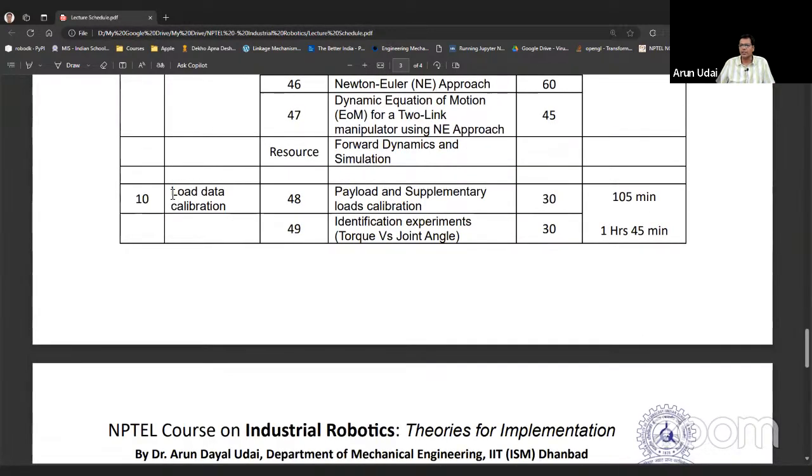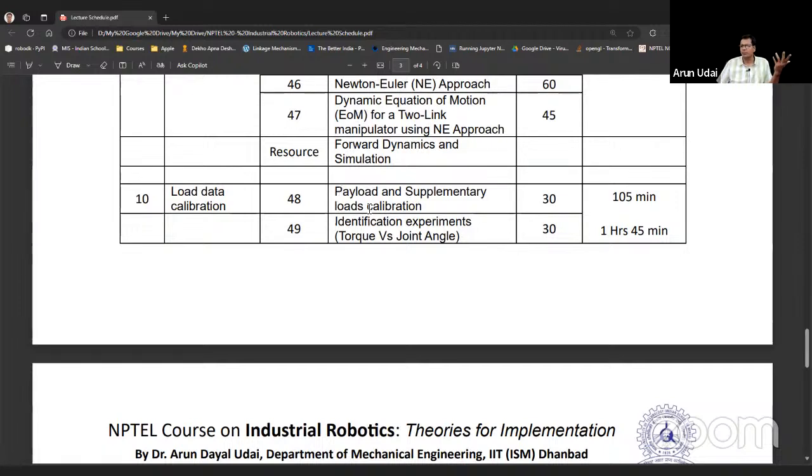And then load data calibration. It is again something which has just started this week. Okay, that is related to payload, because the behavior of the robot changes with the payload that comes on it, even with the supplementary load. Now you know what a supplementary load is as well. We discussed this in the first module, first week, when I was discussing all the parameters which are important in the technical data sheet of the robot. So that is where we have covered it.